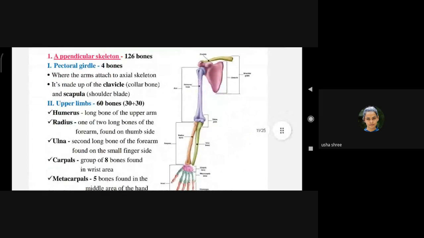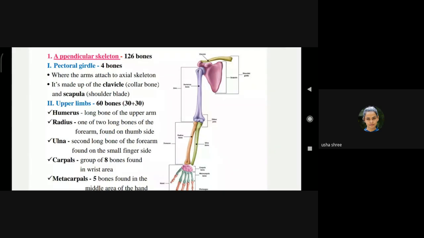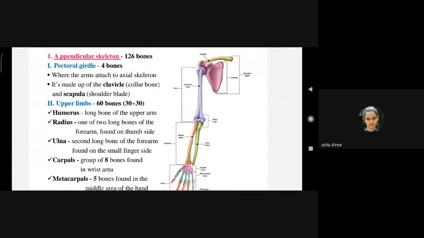Next, the appendicular skeleton. The appendicular skeleton consists of 126 bones. Yes, anybody having any issue? Okay, no problem. So the appendicular skeleton has 126 bones and we will go into the detail. First one is the pectoral girdle. The pectoral girdle consists of 4 bones, where the arms attach to the axial skeleton. It's made up of the clavicle or collarbone and the scapula.